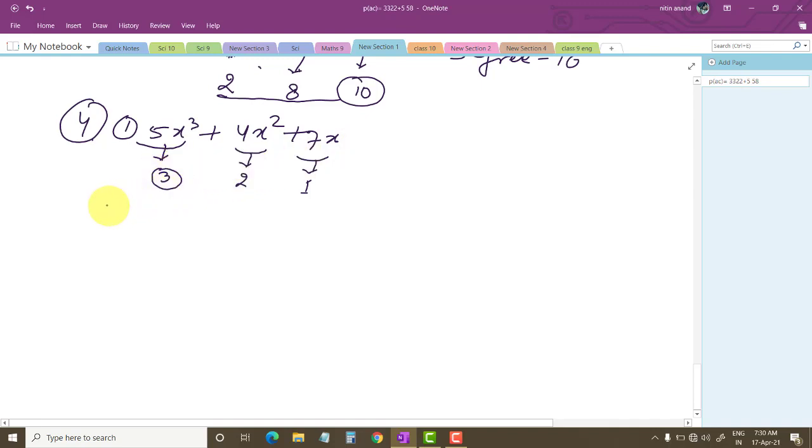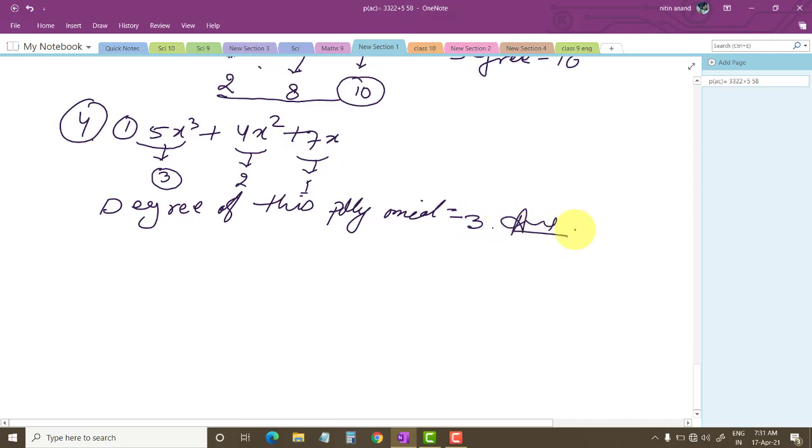So the degree of this polynomial is equal to 3. Dear student, this will be our answer.